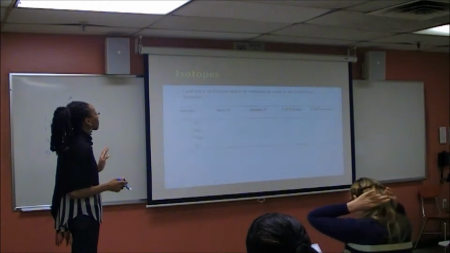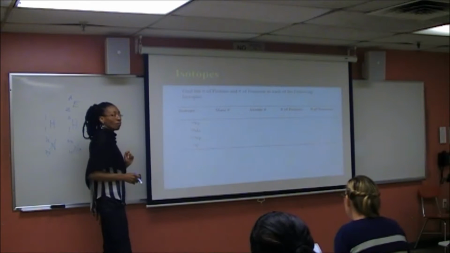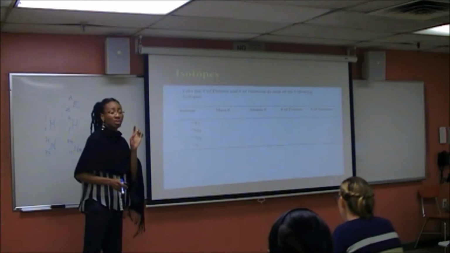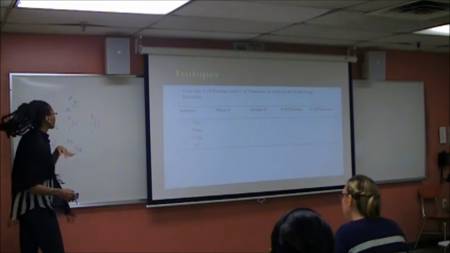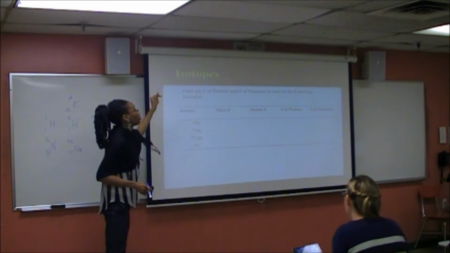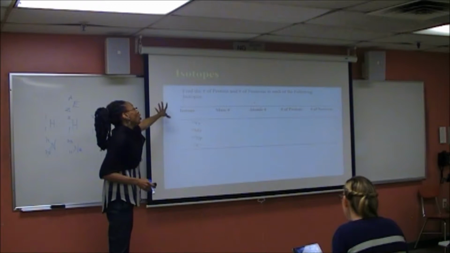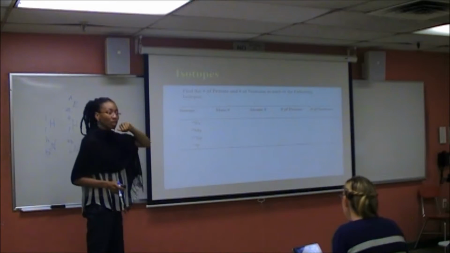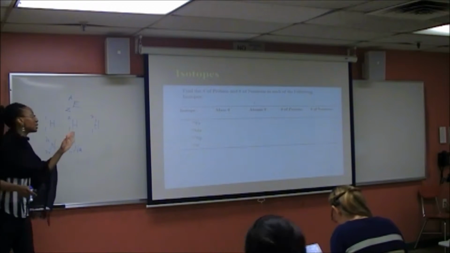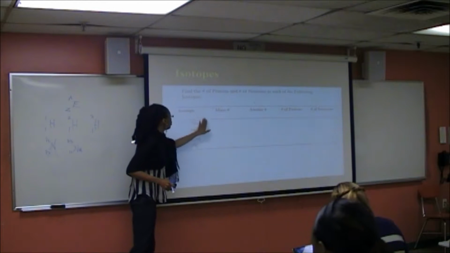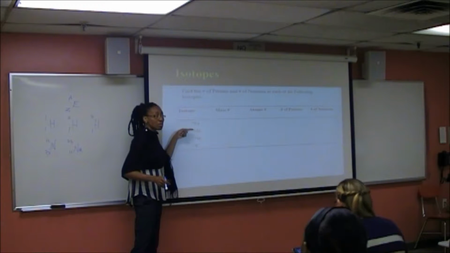Okay. All right. So now if I give you this chart, you can fill in all of this information, which is a few bits of information from the periodic table. What is the easiest thing for you to find? The mass number, because that's given to you.